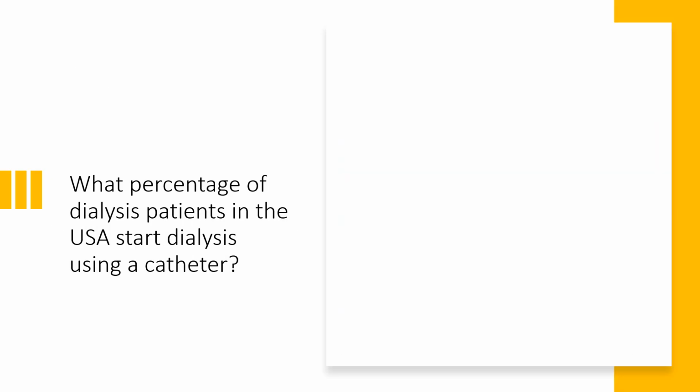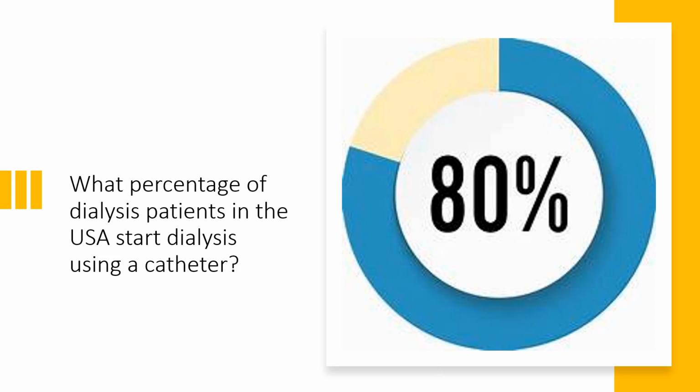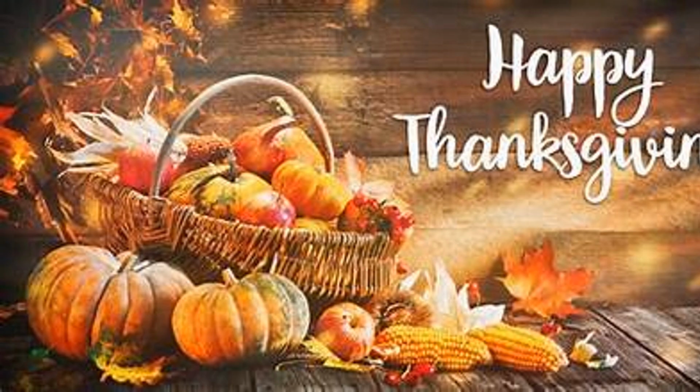Final question, what percentage of dialysis patients in the United States start dialysis using a catheter? That's right, it's a whopping 80%. Now that's actually not what we see at the Kent dialysis unit, where about 70% start with a dialysis fistula in place, which is quite remarkable. This concludes the Thanksgiving edition for the Northwest Kidney Center, November 2024.